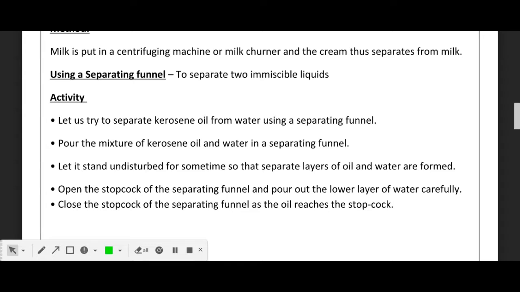This is Vishwas. Today, three important topics. The first one is the separating funnel, right?